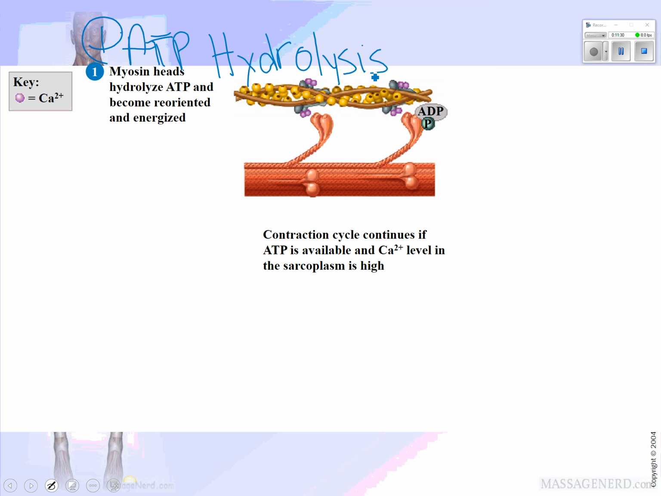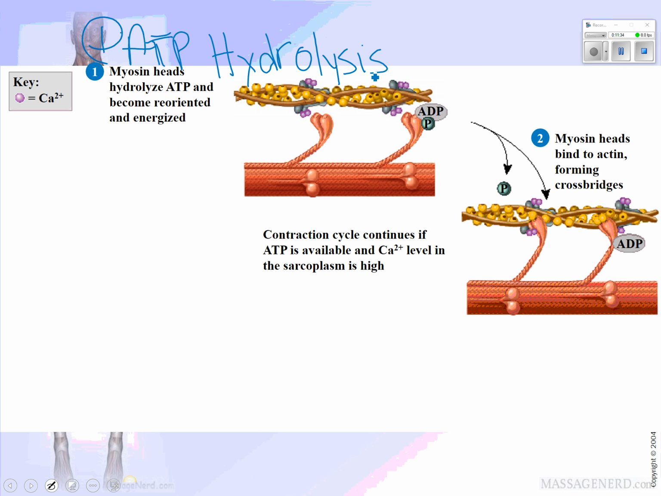Okay. The second picture is part of what we just went over as well. We're going to call this one number two, formation of the cross bridges. I'm just going to abbreviate that because I'm running out of room. The myosin heads bind to the actin, forming the cross bridges. Remember, it pulls the actin filaments together, and it causes the sarcomere to shorten.